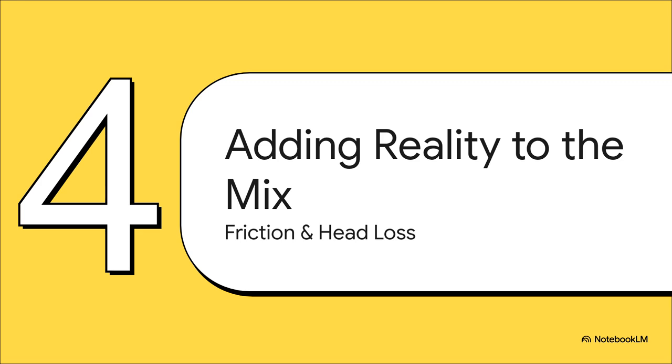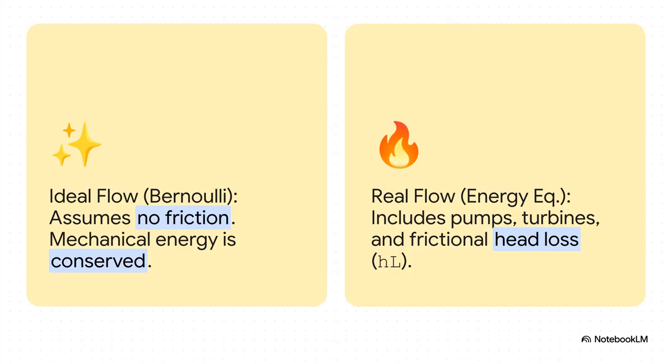So, up until now, we've been living in this ideal physics playground of the Bernoulli equation. But we all know the real world is messy. It's got friction, it's got inefficiencies, and to deal with all that stuff, we need a bigger, more powerful, and, well, more realistic equation. So we really have two different models. On one hand, you have the ideal world of Bernoulli, which assumes mechanical energy is perfectly conserved. But then you have the real world, which is described by the general energy equation.